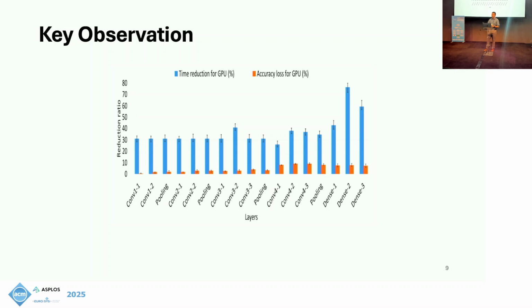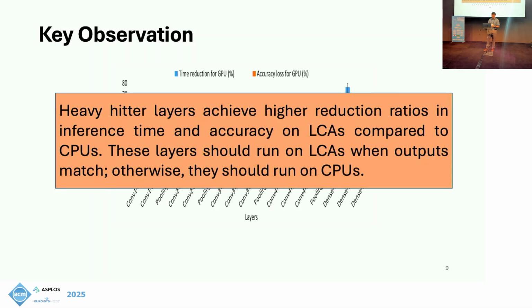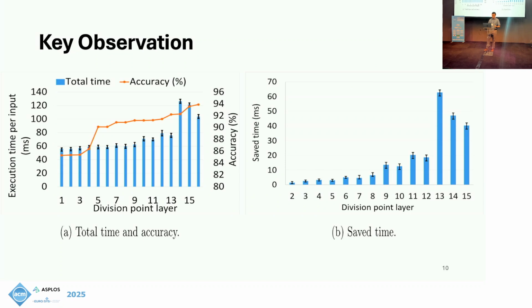Otherwise, they should remain on CPU. So what are heavy hitter layers? Heavy hitter layers are layers that contribute significantly to both inference time reduction and accuracy degradation when offloaded to the LCA. Next, we compare different division point layers, running this layer and its preceding layers on the CPU and its succeeding layers on the LCA.